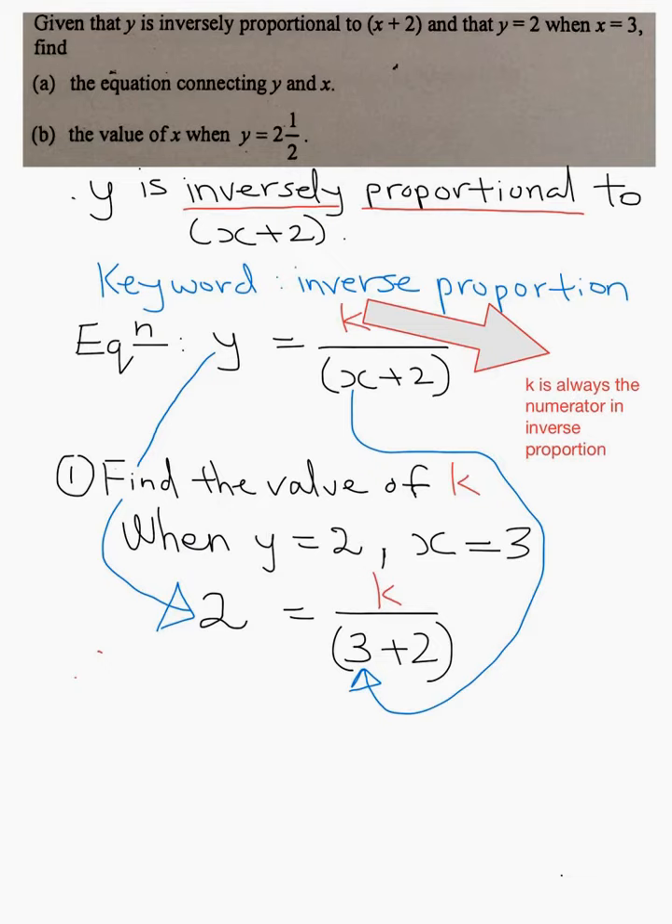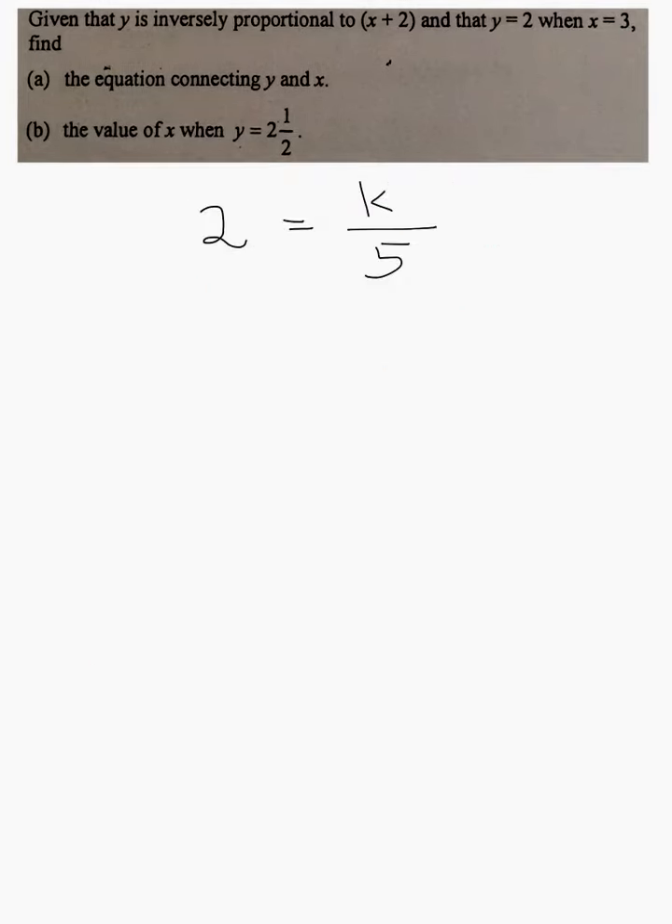as the pointer shows. So what we need to do is to sub in the value of 2 as y and sub in the value of 3 as x into the original equation to find the value of k. So if we continue with the equation, we'll find that 2 equals k over 5. So now we are one step closer to solving for k. So how do you solve for k?